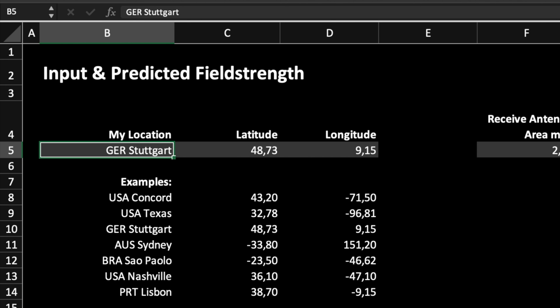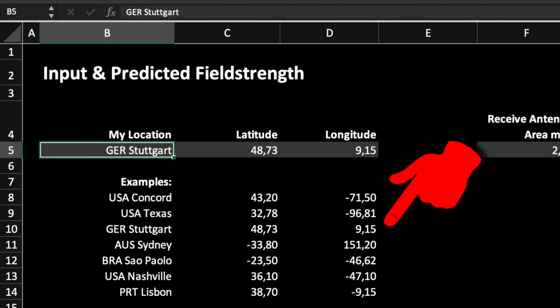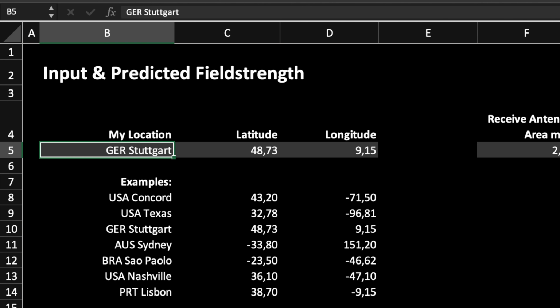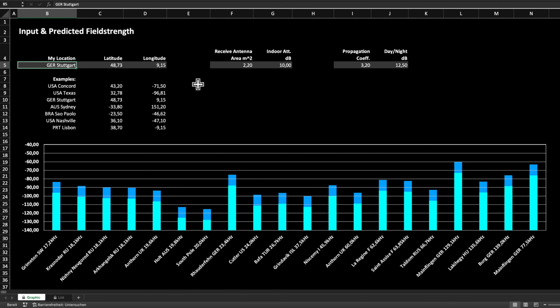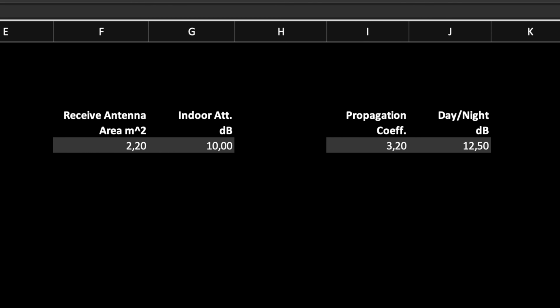First, enter your geographical coordinates in decimal format. These are some examples for other locations. My VLF loop, sloppily attached with 3 nails, is spanning about 2.2 square meters. I'm estimating 10 dB penetration loss since I'm operating my antenna indoors, and the day-night transition loss shall be 12.5 dB. 3.2 is a good starting value for the propagation coefficient.